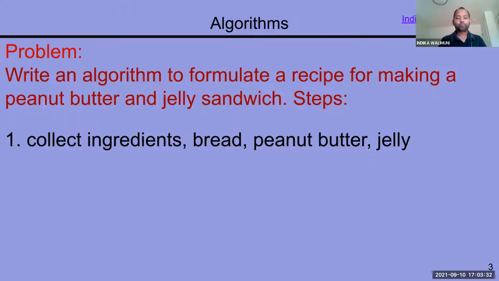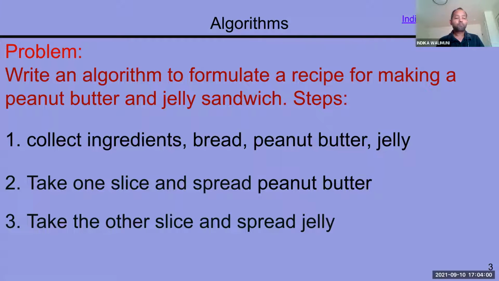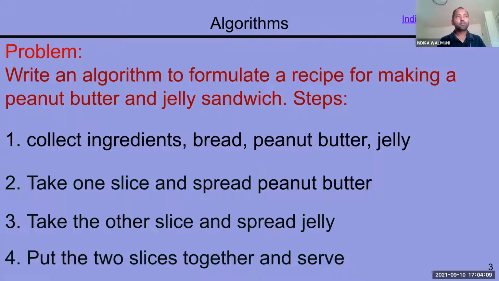All right. So and then the next step basically is take one slice and spread peanut butter. It could be spread jelly as well. It doesn't matter. Okay. Take one slice and spread peanut butter. If someone prefers, okay, before spreading anything, you can put it as number two as well, toasting your bread. Okay. Next step, take the other slice and spread jelly. Right. Well, final step, right? Put them together and serve, and then that's it. And it's a really simple algorithm.